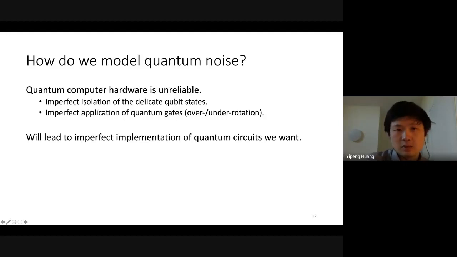Another aspect of the noise is that in these algorithms, we're applying quantum gates with fairly high precision operations. In practice, the laboratory equipment is not going to apply those gates with exactly the level of precision and accuracy that you want. And so you will have over-rotation and under-rotation in each of the gates. All of these imperfections are going to lead to quantum circuits that, when actually run on the quantum computer, are not going to match the original intended quantum circuits that we want.